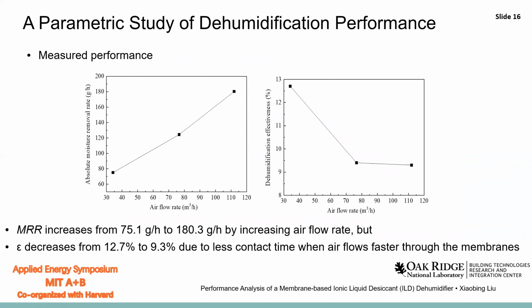This is the measured performance at different air flow rates. We can find that the moisture removal rate increased from 75 to 180 grams per hour, while the effectiveness decreased from 22.7% to 9.3%. The reason is that when the air flows faster through the membranes, the contact time between the air and the membrane becomes shorter, and it causes the decrease of the effectiveness.